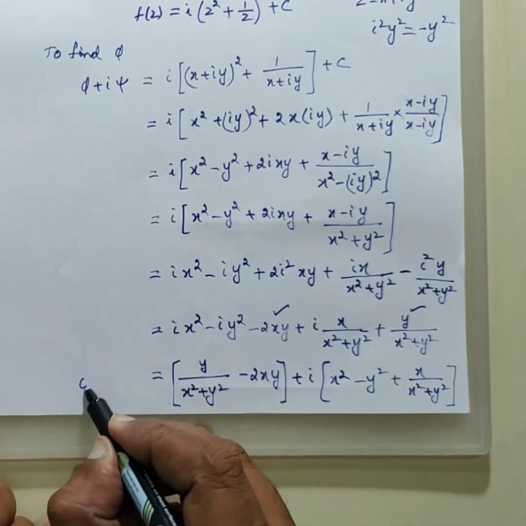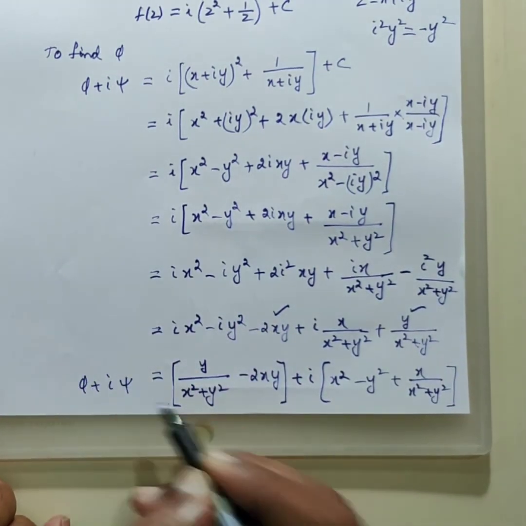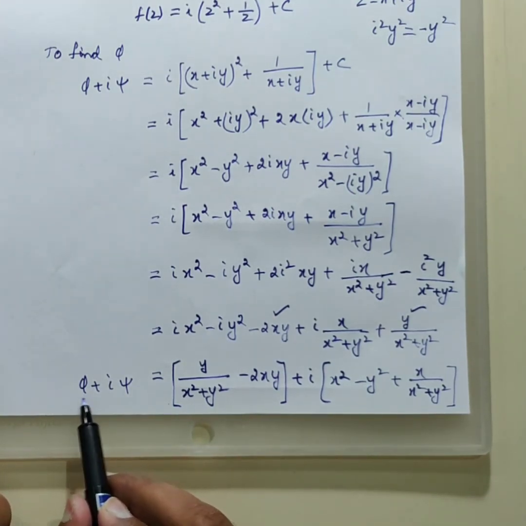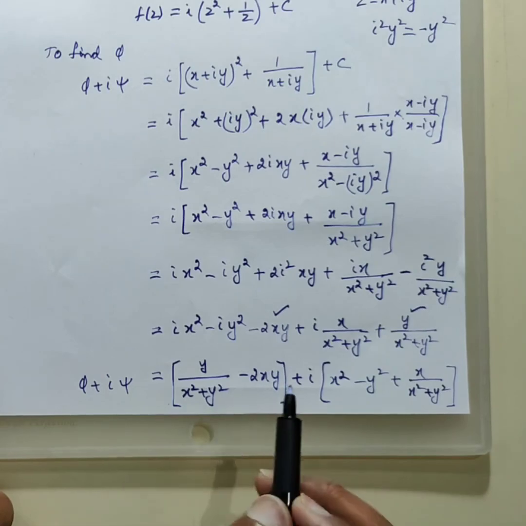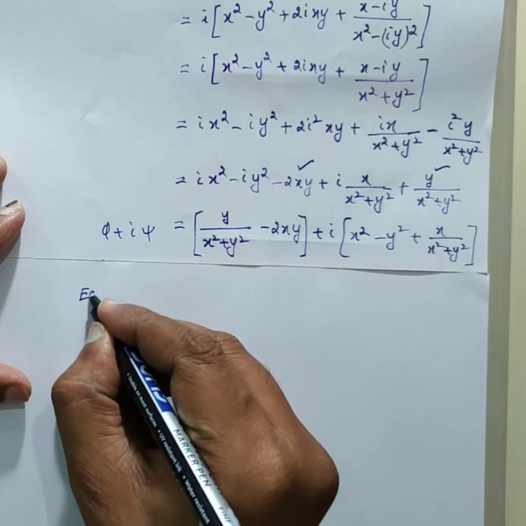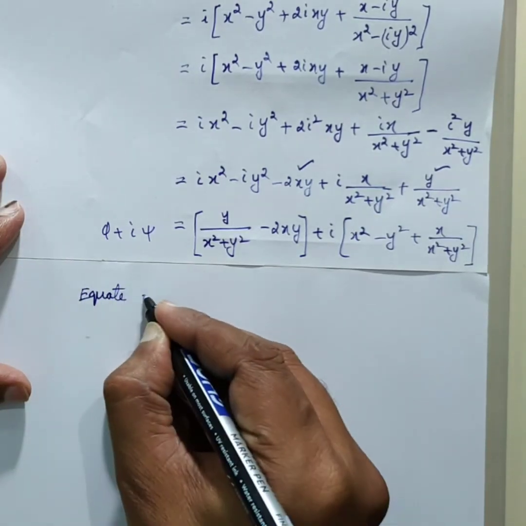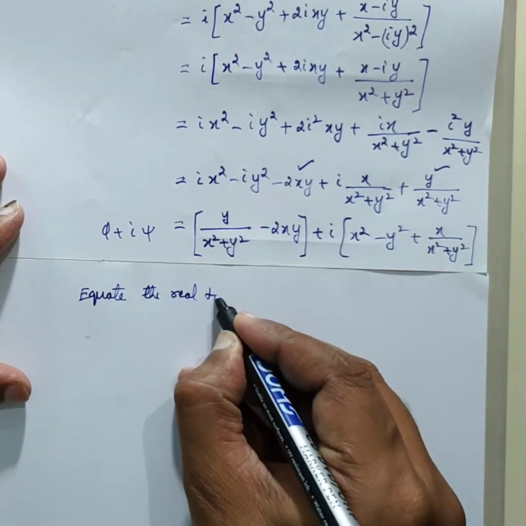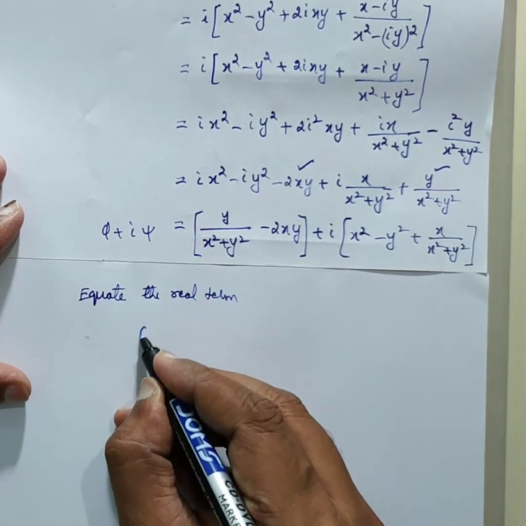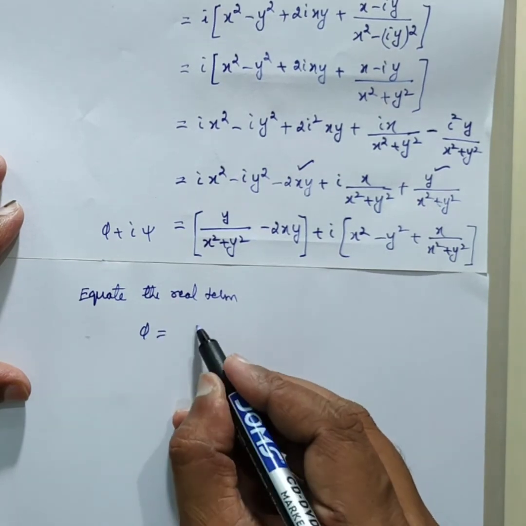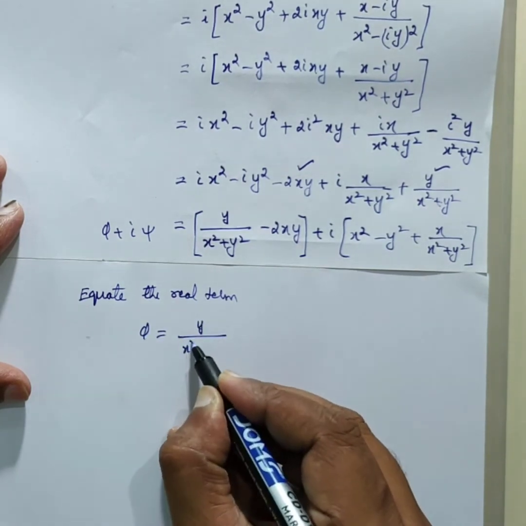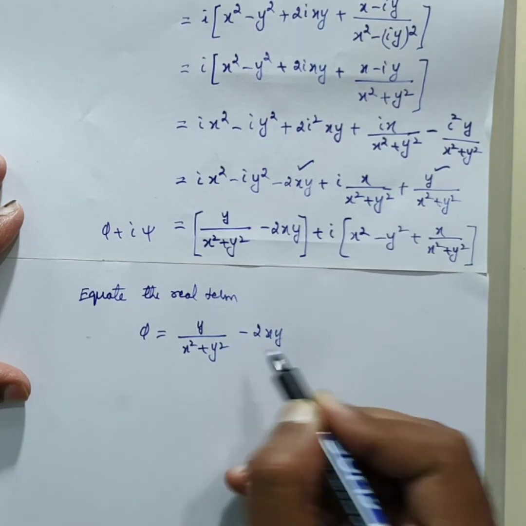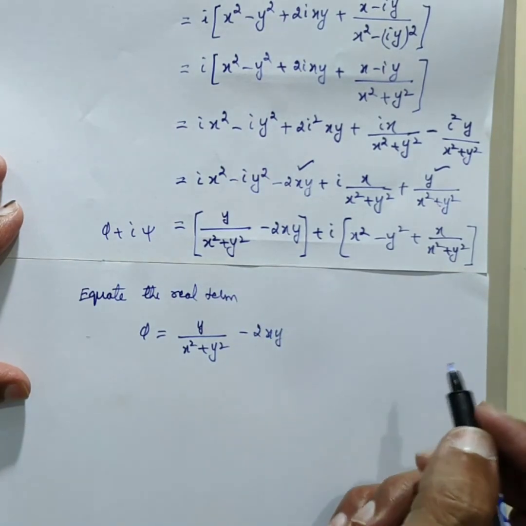So on the left hand side you have phi plus i times psi. What I require is the value of phi. So you can just equate the real terms. So you will be getting the value of phi to be equal to y by x square plus y square minus 2xy. So that will be the required solution.